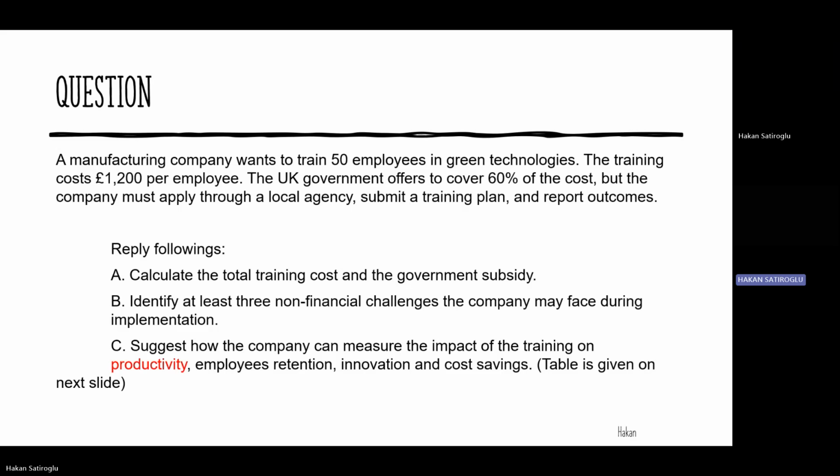I'm going to make it red. Employee retention, that one red as well. Then innovation and cost saving. One of the things you can say in management is, if you don't measure anything, you can't manage those things. You need to measure, you need to calculate what that productivity is, what that retention is. You need to have a calculation if you are running a business.